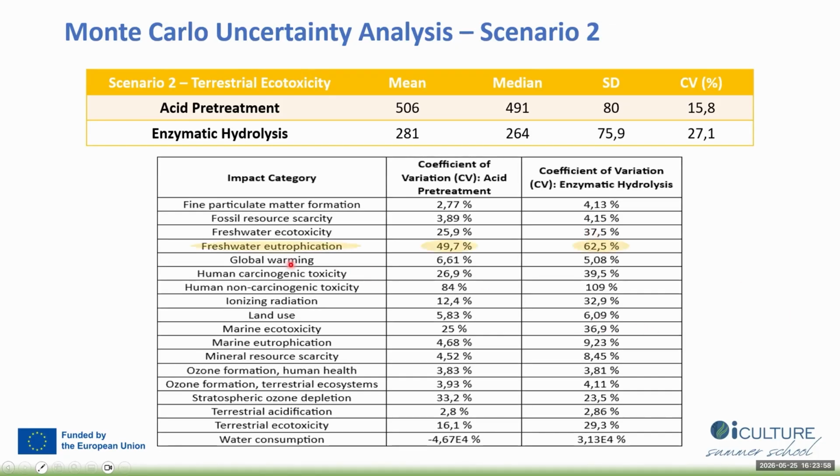In freshwater eutrophication, the uncertainty is mainly driven by phosphorus emissions, because even minor fluctuations in these quantities can lead to significant differences in the final result. The category shows high sensitivity. Finally, the category of human non-carcinogenic toxicity is heavily influenced by the heavy metals associated with electricity and chemical production. Because these specific emission datasets inherently carry higher levels of uncertainty, they impact the overall variance of this category.